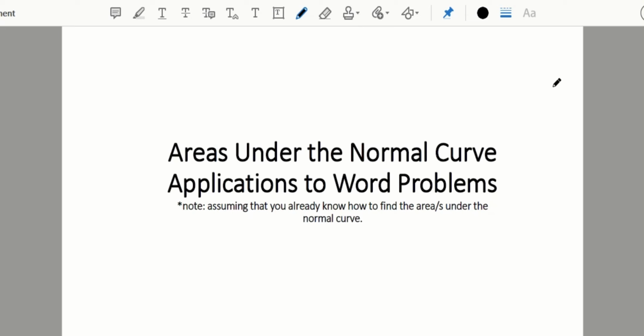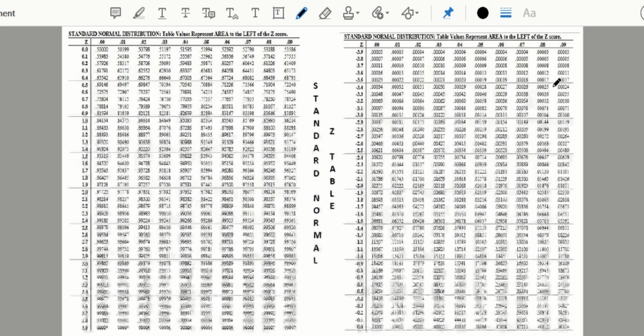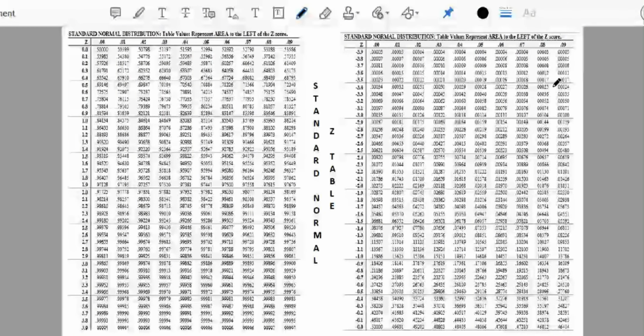Good day. We'll discuss areas under the normal curve applications to word problems. Recall that this is our table for the standard normal distribution.